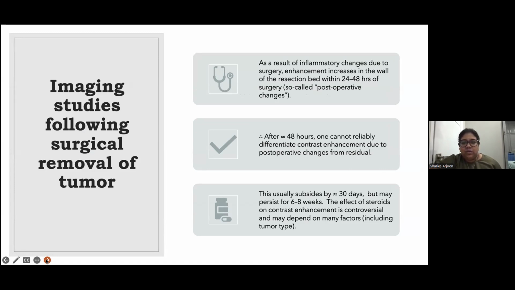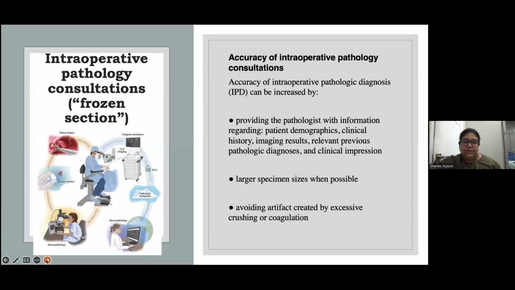After this 48 hours, one cannot reliably differentiate contrast enhancement due to postoperative changes from residual tumor, and this usually subsides by 30 days but may persist for 6 to 8 weeks postoperatively. The effect of steroids on contrast enhancement is controversial and may depend on many factors, including the tumor type. So moving on to the pathology aspect of it, intraoperative pathology consultations with regard to frozen sections.